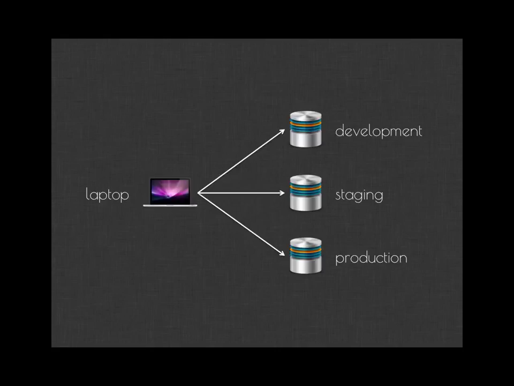Here you can see a schema of a typical setup. So at the left we have, for example, my own laptop, and at the right we have the different kinds of servers. It can be a development server. Most of the time we have a staging environment, and of course we have production.